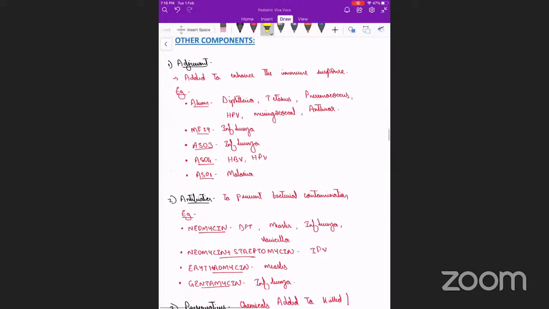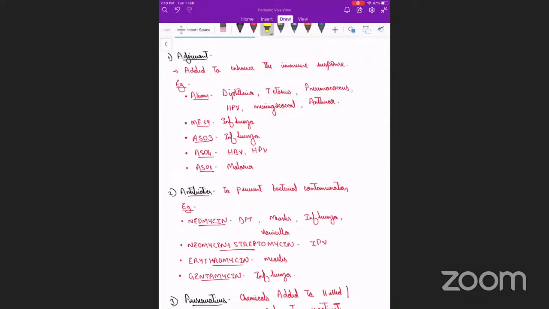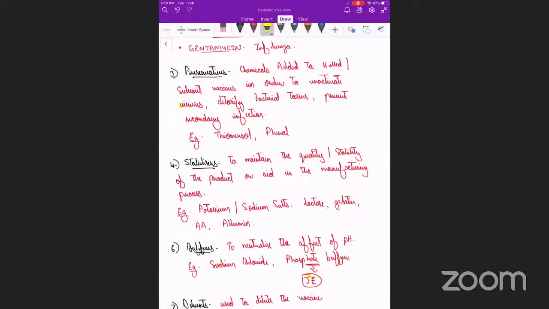Now, what is an adjuvant? Adjuvant is added to enhance the immune response. And these are a few examples. Antibiotic, as we all know, is to prevent bacterial contamination. Then certain preservatives, these are chemicals added to the killed or subunit vaccines in order to inactivate the vaccine or detoxify the bacterial toxins or to prevent secondary infection. So this is the role of preservatives, okay?